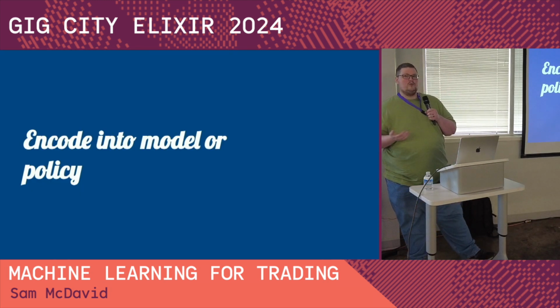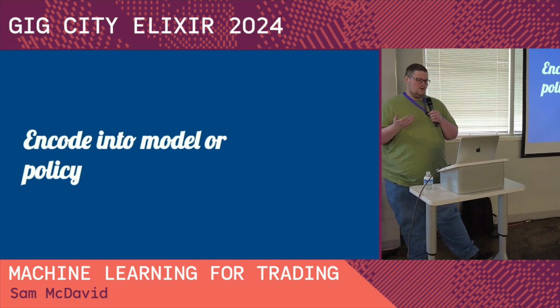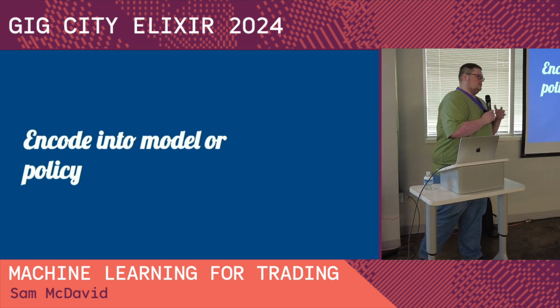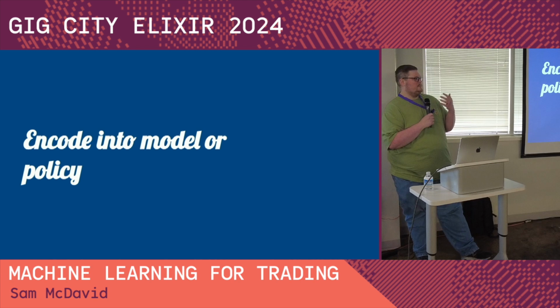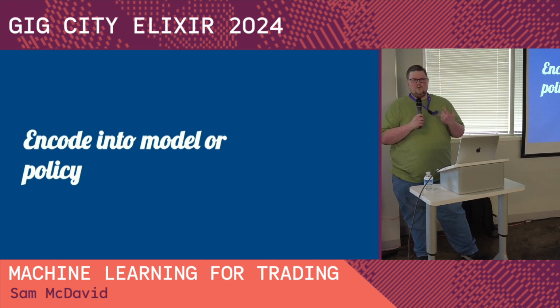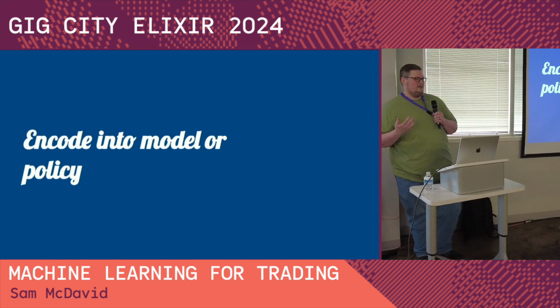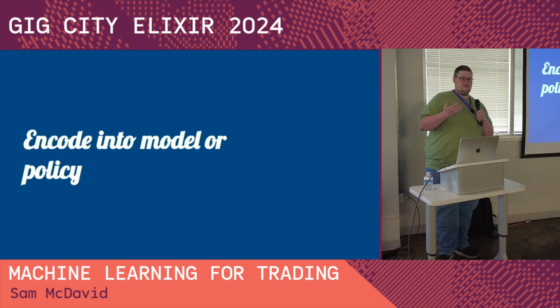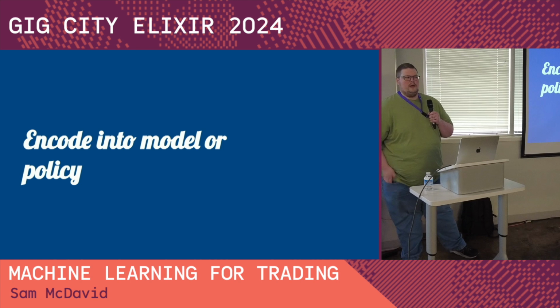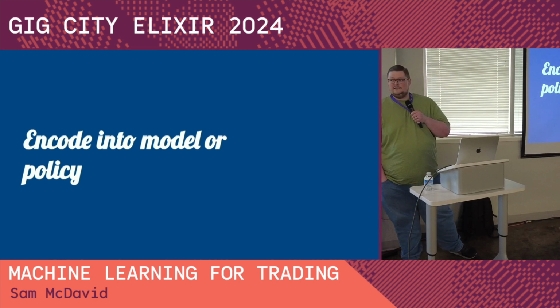So how do we get this data into a model or a policy? Well, we've already hit on stock data being time series data, but what other kinds of time series are we working with, specifically in machine learning? If you look in Bumblebee, what is looking at time series data? Any guesses?